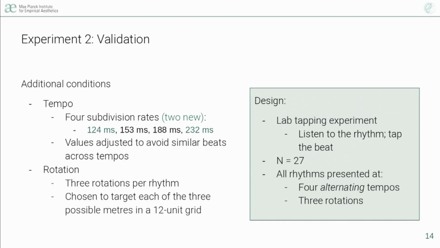This experiment was in the lab. It let us have more accurate timing information, so we can look at absolute time in relation to onsets, which is difficult to do with an online paradigm because of the latencies. And again, we alternate the 4 tempos, and we have 3 rotations, so now each rhythm is heard 12 times. So we actually get a nice amount of data from this.